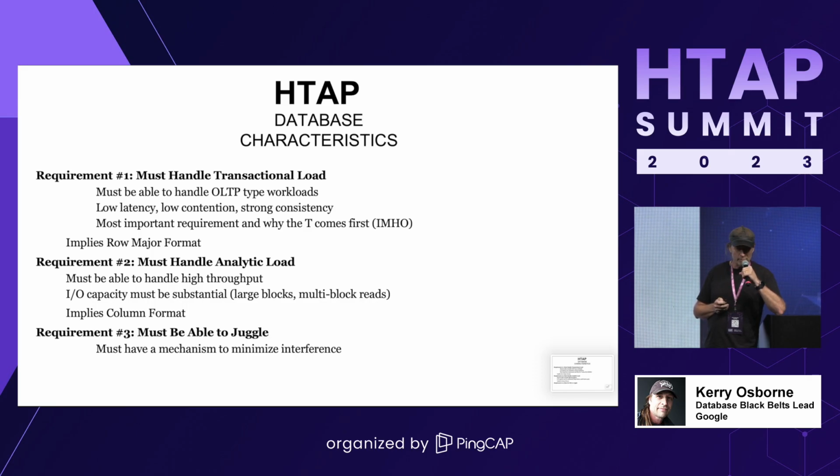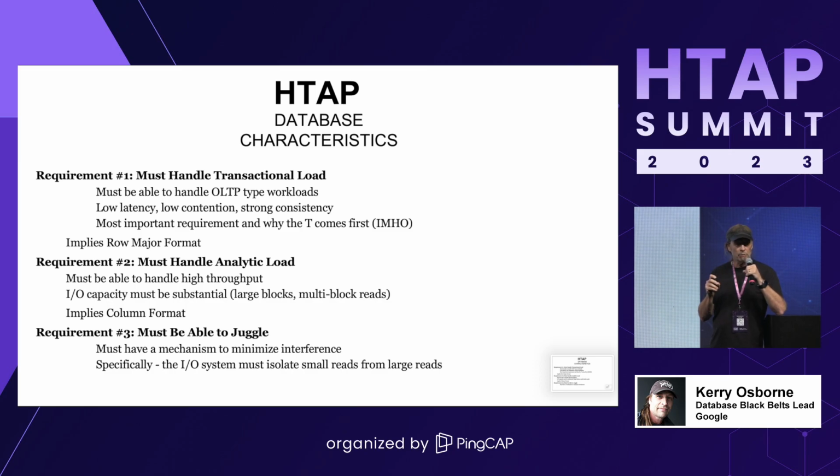And the third one is that we've got to be able to juggle, right? We have to be able to go back and forth between those things seamlessly. And to be more specific, we have to isolate the single block reads or the small reads that the transactional stuff is doing, because typically we're reading an index, we're getting a single block with a single record in it, and we have to be able to make sure that that comes back in milliseconds or microseconds. So I can't afford to have my single block reads stacked up behind a whole slew of large multi-block reads just waiting for its turn in the I/O system. Make sense? Okay.